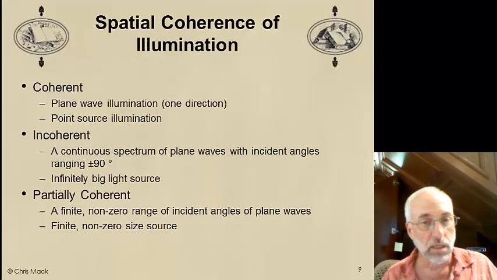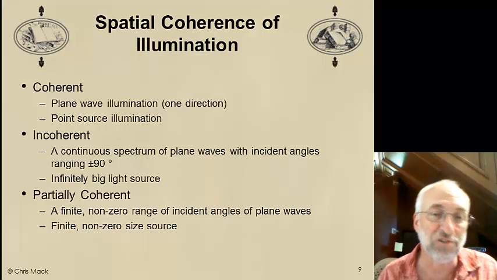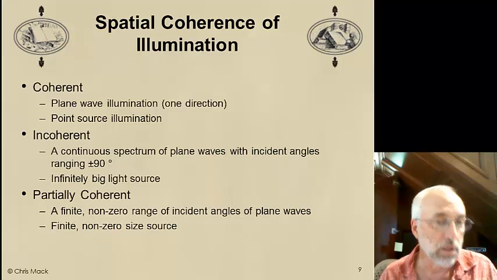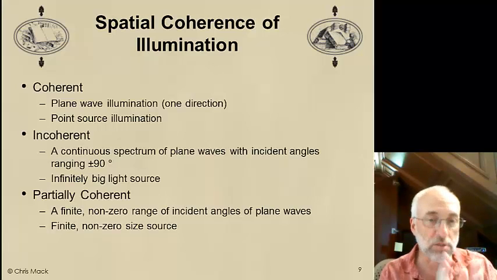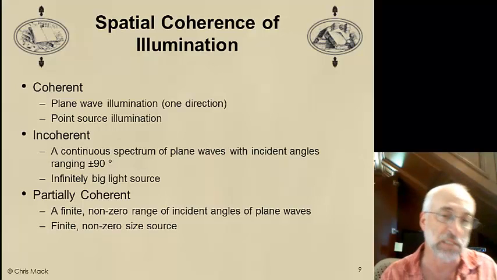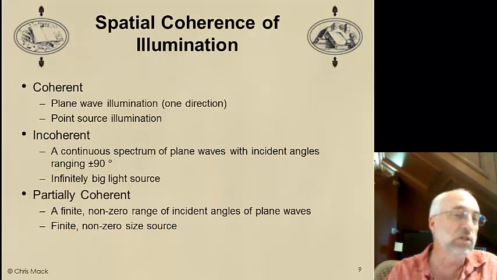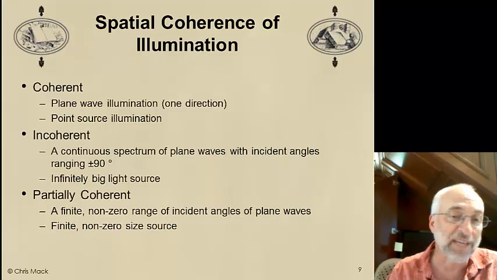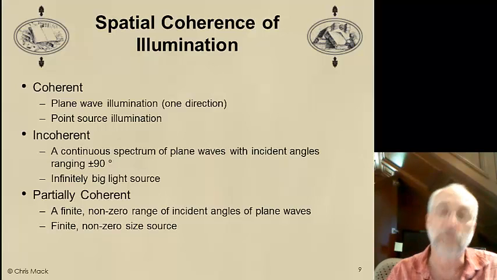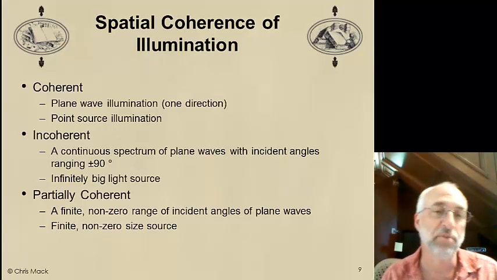What does that mean? It means we have a finite but non-zero range of incident angles striking the mask. In other words, the angle range is more than just one angle, but it's not all possible angles. It doesn't go all the way out to plus or minus 90 degrees. This is equivalent to saying we have a source of light that's bigger than a point, but it's not infinitely big. It's a finite-sized light source. That's partially coherent. This is the type of illumination that we use in our lithography tools.